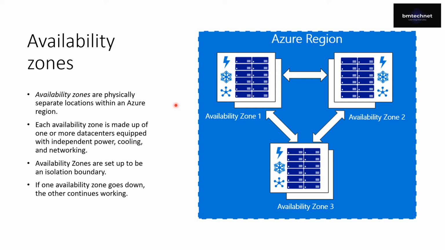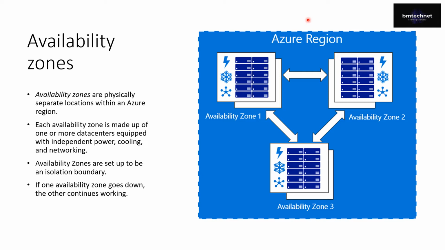So the availability zones are typically separate locations within an Azure region. Each availability zone is made up of one or more data centers equipped with independent power, cooling, and networking. Availability zones are set up to be an isolation boundary, and if one goes down, the other takes up. They are typically connected to each other through a very fast private network, practically speaking, fiber optic networks, which are obviously very fast. There is no doubt about it.